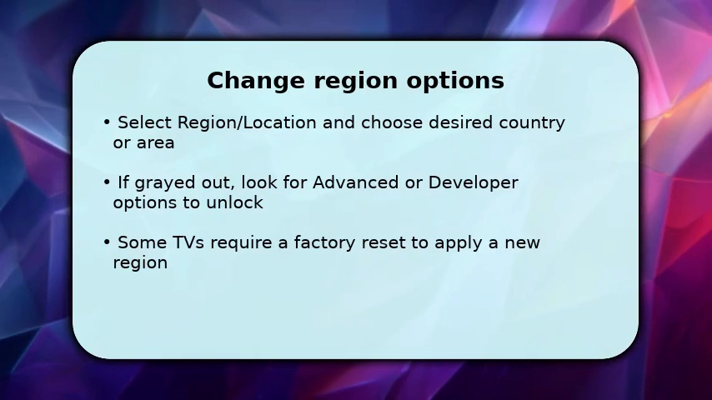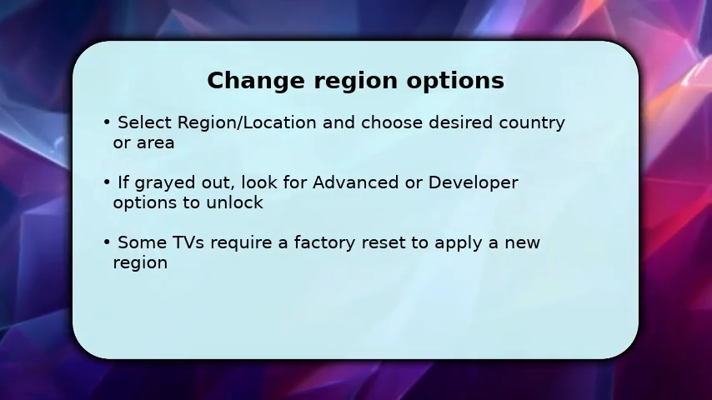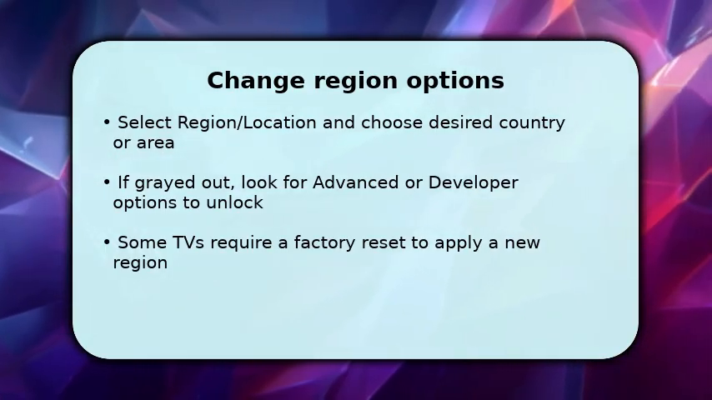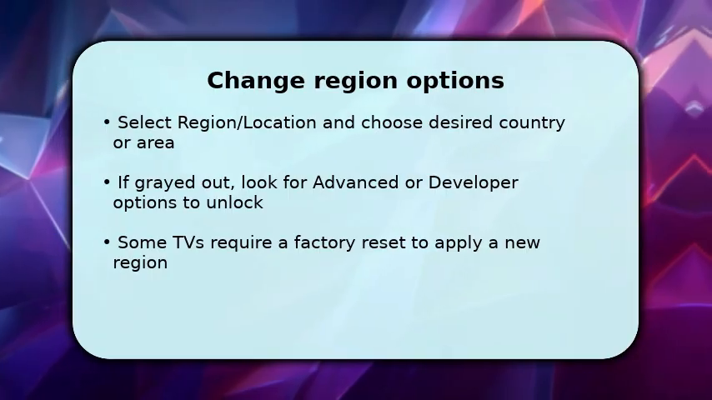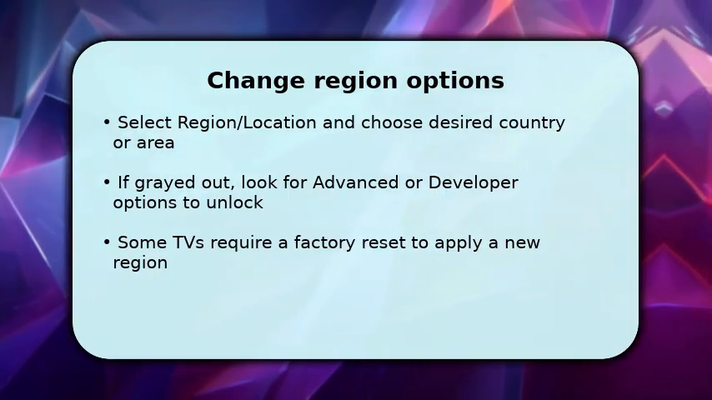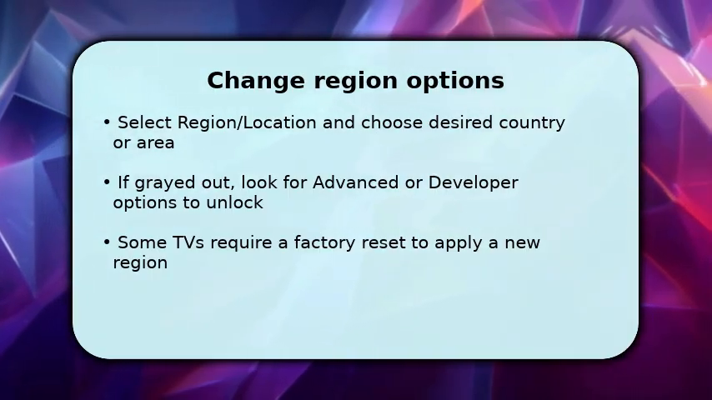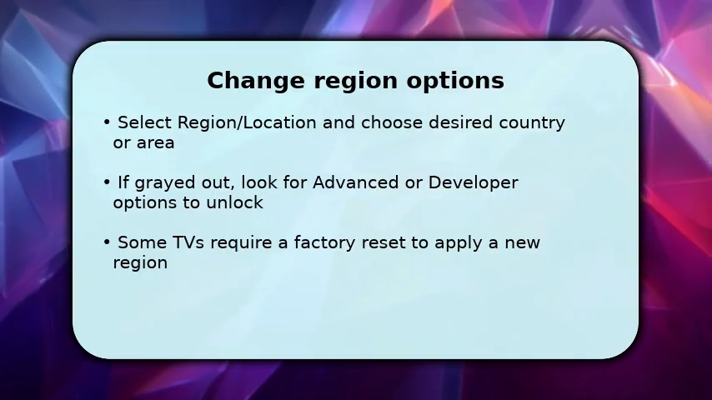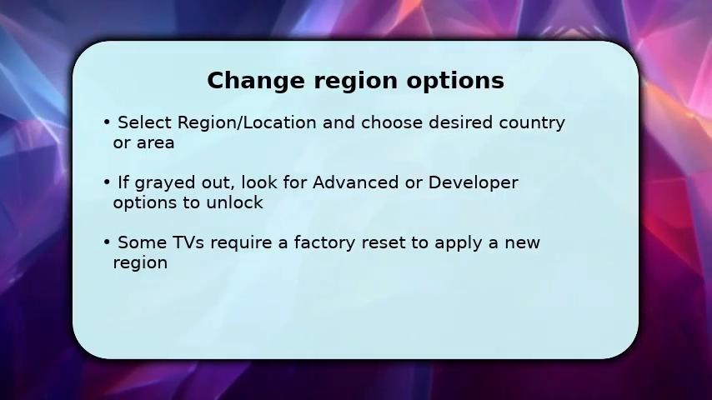Now you perform the actual change. Select region or location and pick the country you want. Some TVs list regions rather than full countries. If the option is grayed out, check for an advanced, location services, or developer menu to enable region editing.